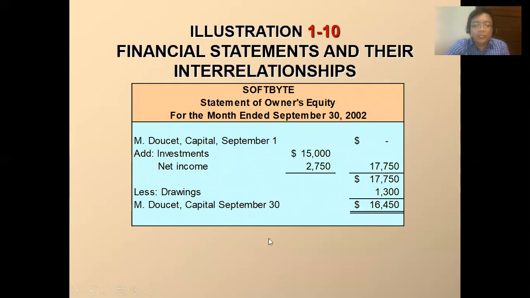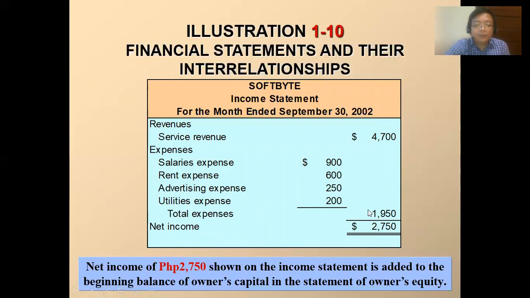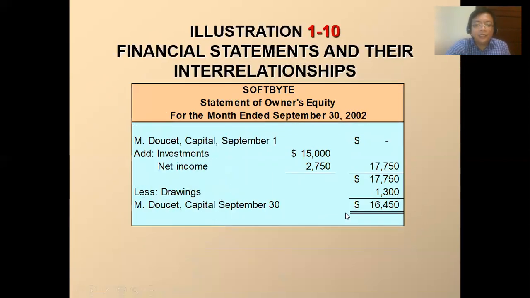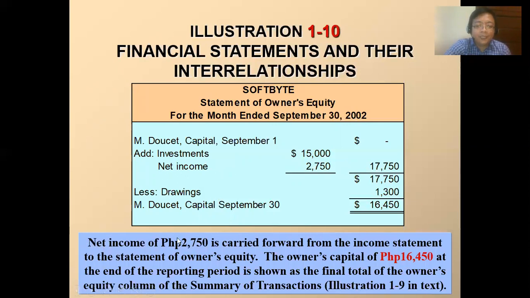Example of the owner's equity here. As you notice, ang investment mo kanina ay 15,000. Di ba you add 2,750? Saan to galing? Ito yan, no? Because the net income is to be added to your capital, and the drawings are also part of the transaction. That's why the owner's capital ending is worth 16,450 pesos. Again, 2,750 is carried forward as part of the owner's equity, and because of that, your owner's equity is worth 16,450.